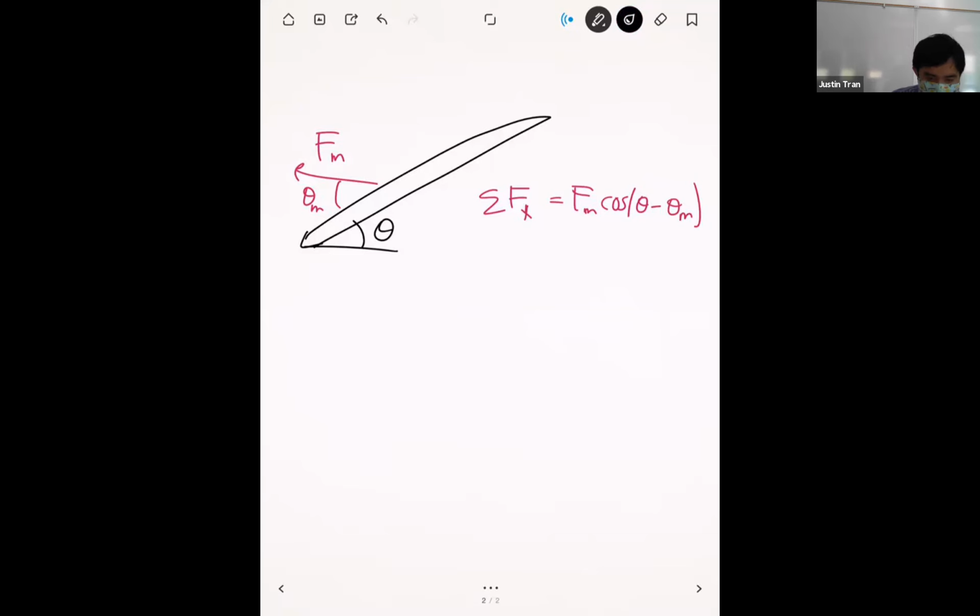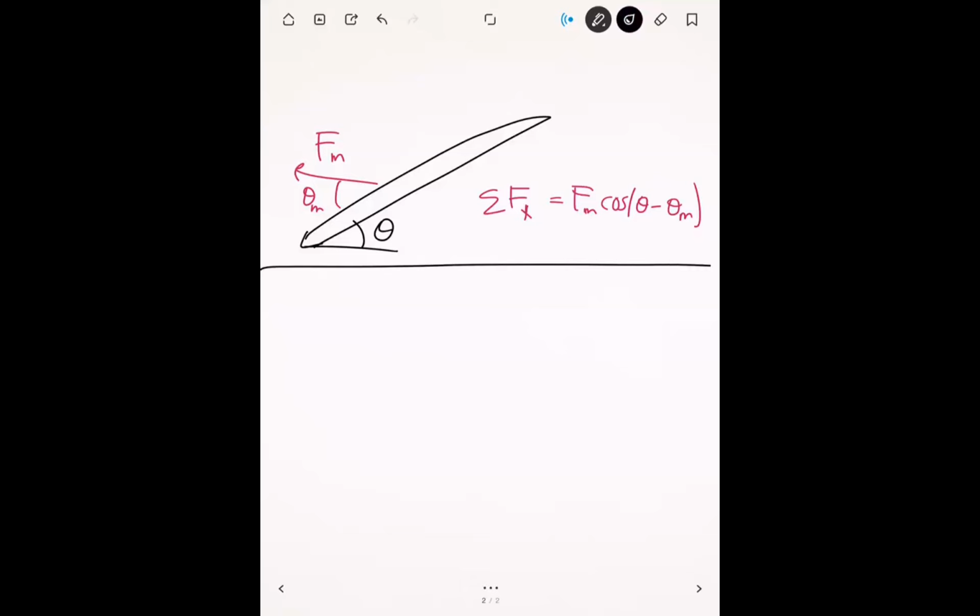Okay. All right, so let's go ahead and pick up where we left off last Wednesday. Last Wednesday, we were talking about lower extremity biomechanics.